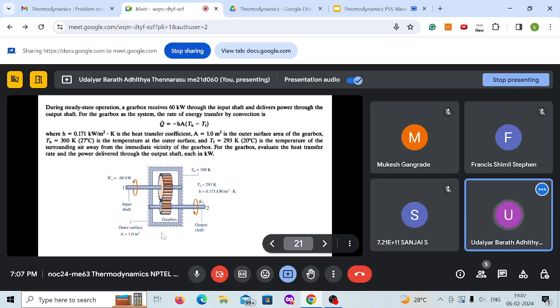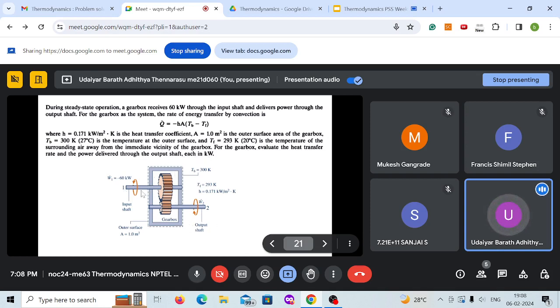TB is the body temperature of the gear outer surface, and TF is the temperature of the fluid in the gearbox. They have given both the temperatures, and H is the heat transfer coefficient, which they have also given. Area is given. You have to just substitute it to find out Q. That is the way of finding Q. T0 is the temperature of the surrounding air in the immediate vicinity of the gearbox. From the gearbox, evaluate the heat transfer rate and the power delivered through the output shaft, each in kilowatts.